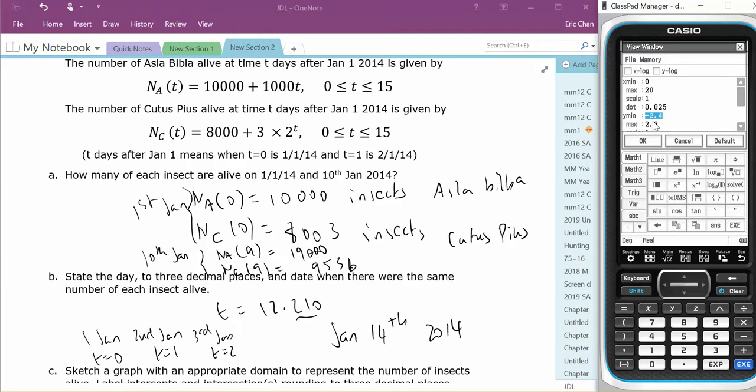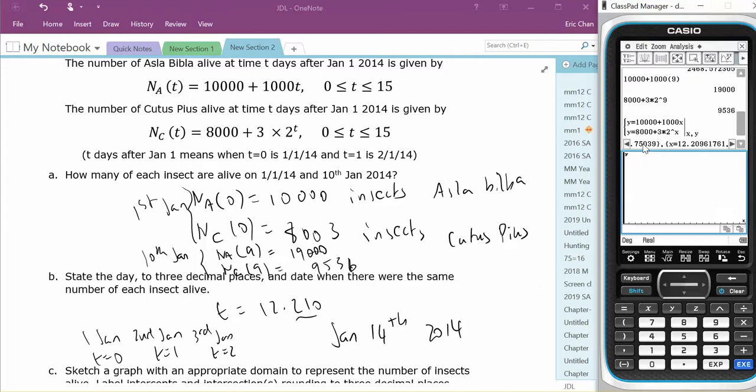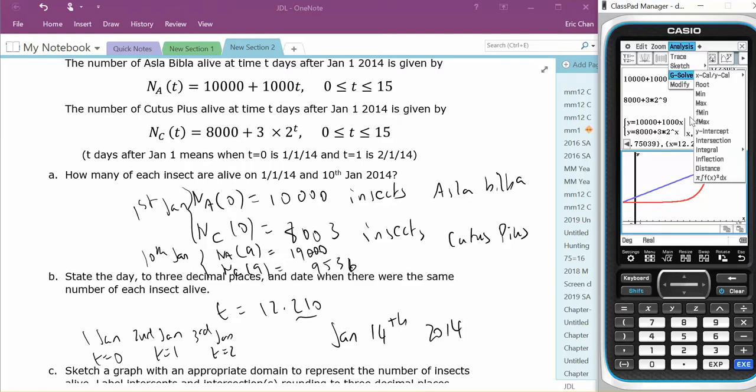But for the y, we're going to have to go really high. This is already 10,000 and we've got 8,000, so we might want to do 30,000. I'm going to click OK and put these two graphs on the same axis. Great, as we can see, this is going to be quite nice. Now I'm going to find Analysis, Resolve, insect. It says to 3 decimal places.